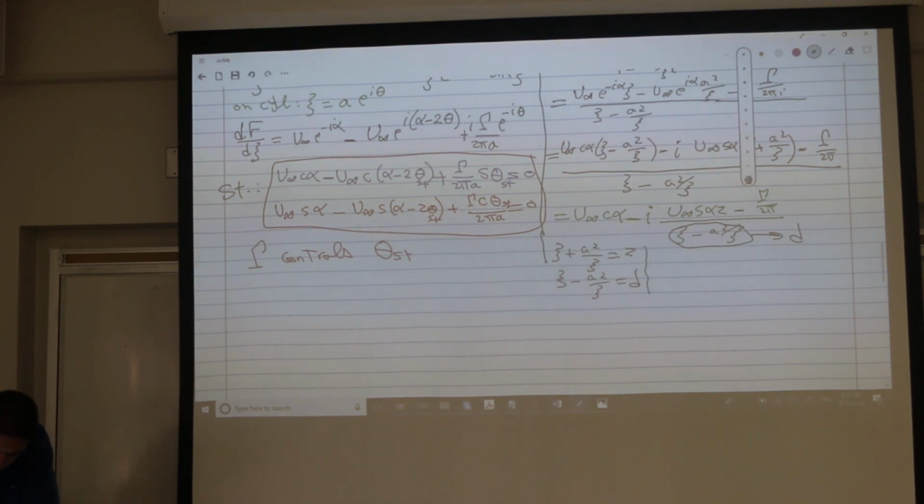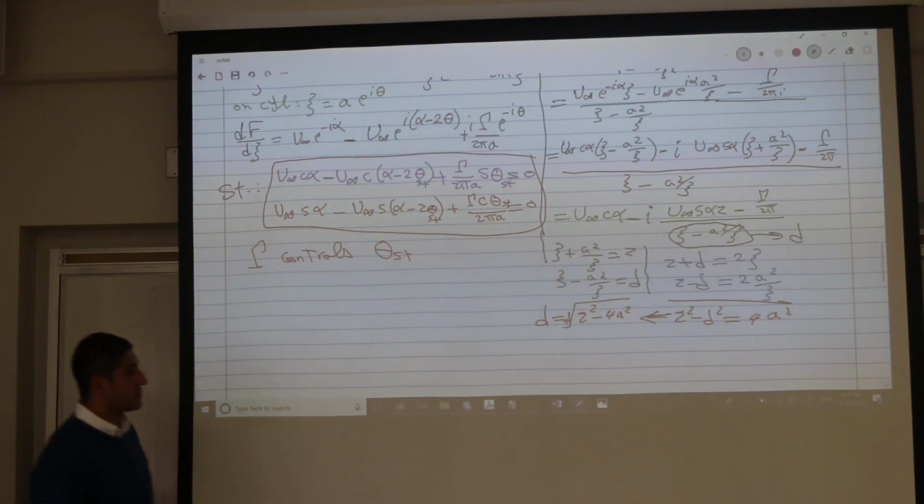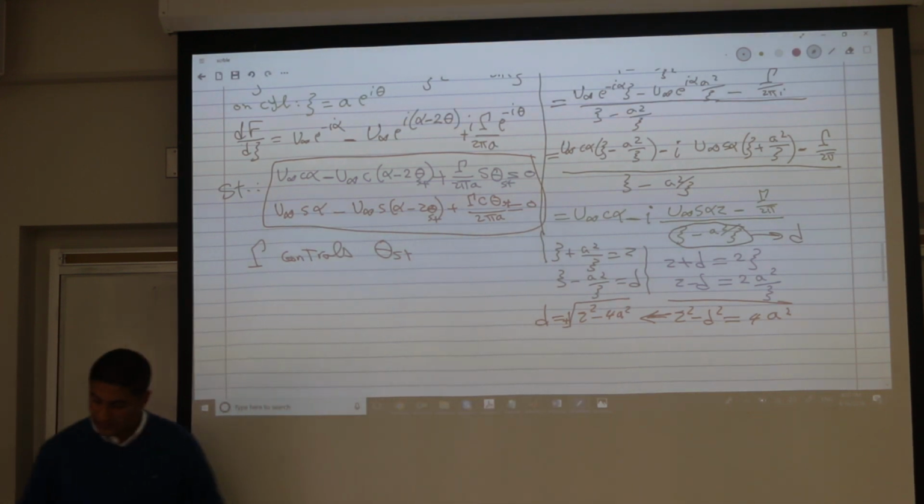And these two guys I will add and subtract. So z plus d is what? Is 2 zeta, right? Z minus d is what? Is 2a squared over zeta, correct? So if you multiply both things now, z squared minus d squared is 4a squared, which means that d, which you are interested in, is a square root z squared minus 4a squared, and we have plus or minus depending on the upper surface or lower surface. So I got rid of d.